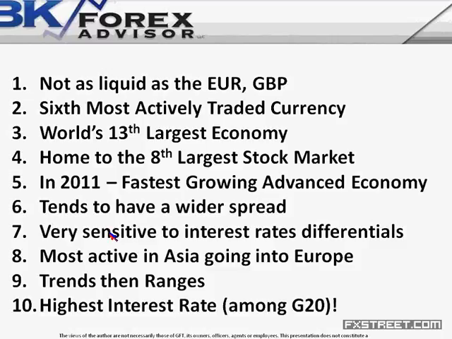Now, even though it's the world's 13th largest economy and is home to the eighth largest stock market, last year Australia was the fastest growing advanced economy. Now, because it was the fastest growing advanced economy, the Australian dollar held up pretty well in 2011, particularly in the beginning of the year. It basically rose above parity, rose to a high of 1.1080 in July. Did fall off a bit after that, but it still ended the year above parity.